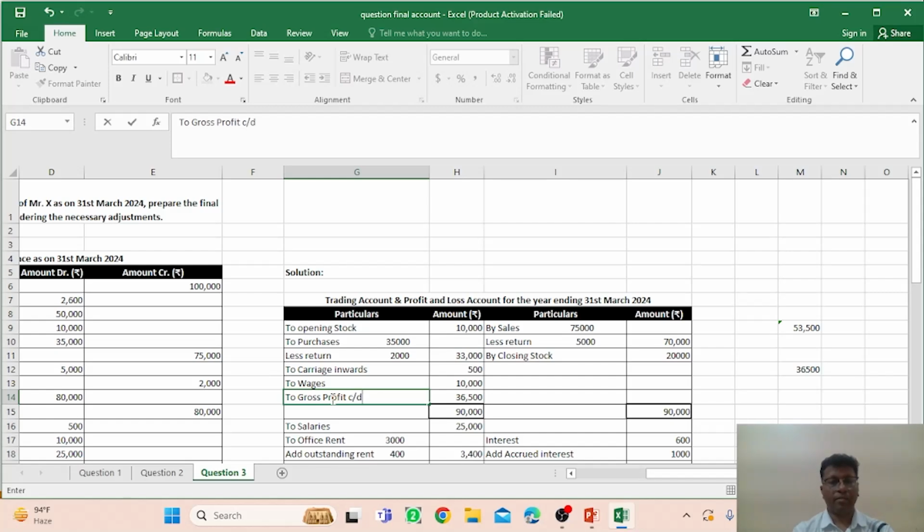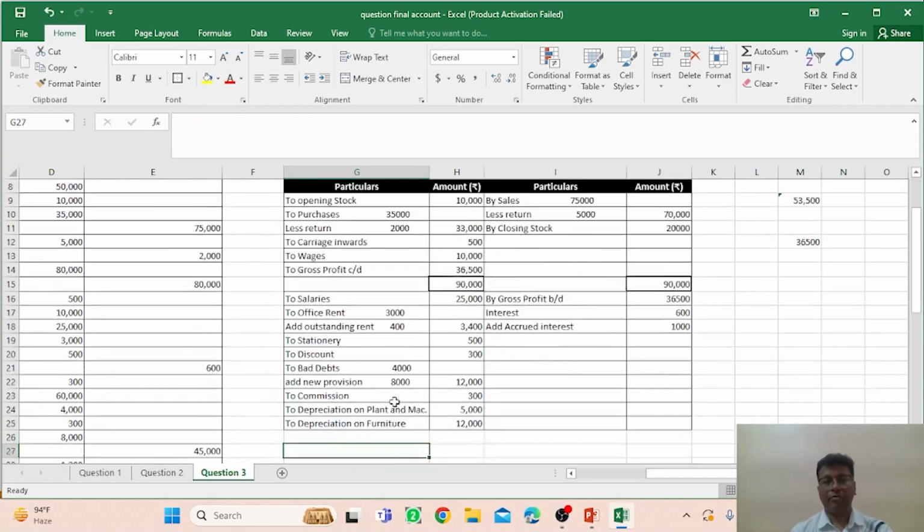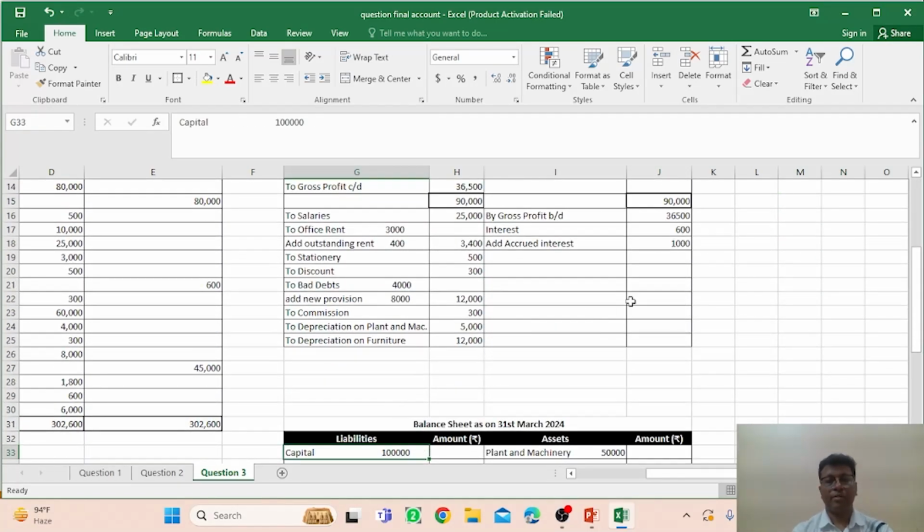By gross profit brought down, that is rupees 36,500. Okay, and after that we have to calculate the net profit, so we have to take the total of this side.